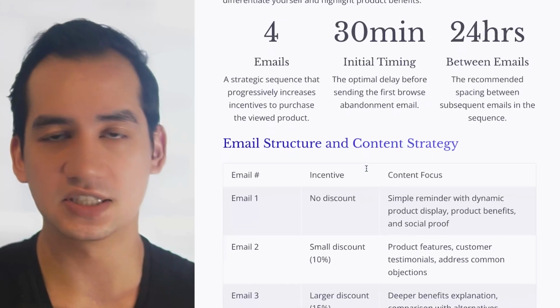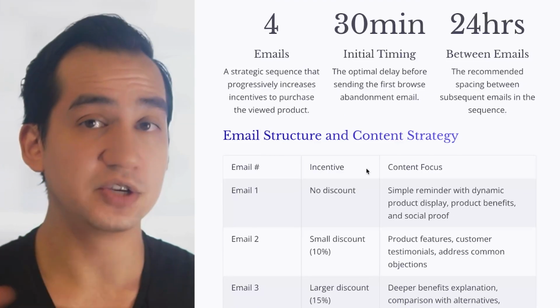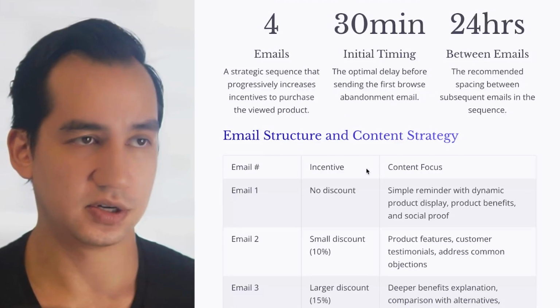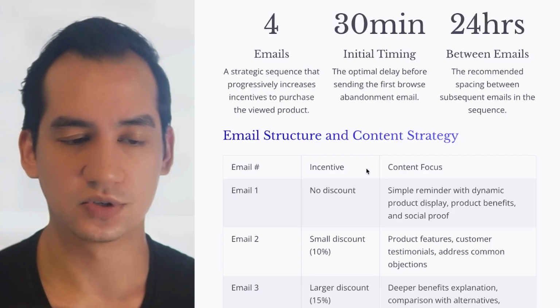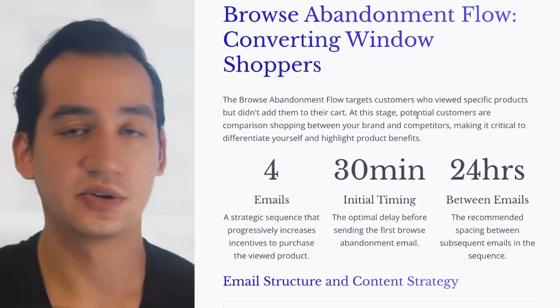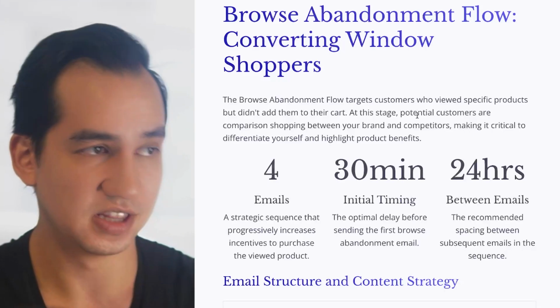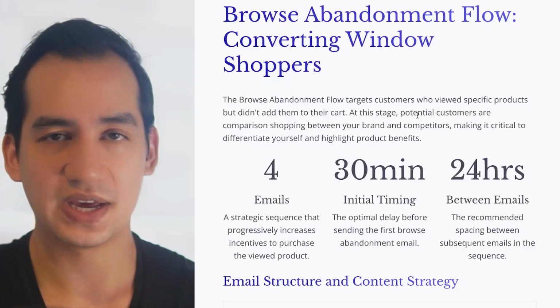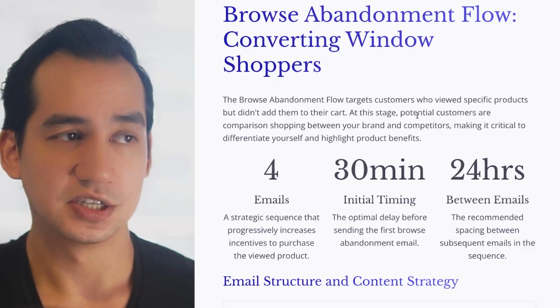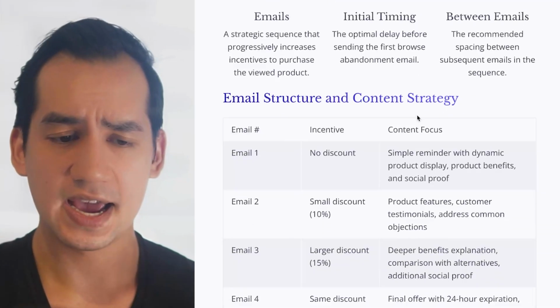So the actual content here is going to be pretty similar to the cart and checkout flows, but you want to make it different just so you hit them from different angles. So for instance, if they get into the browse abandonment flow and you convince them to keep shopping and they add products to their cart, then they go into the cart flow, and then they abandon their cart. All right, so this happens. You don't want to be sending them the same content on the cart flow as you are on the browse flow.